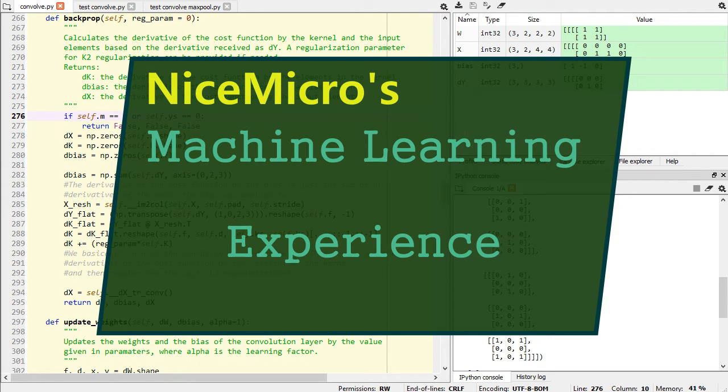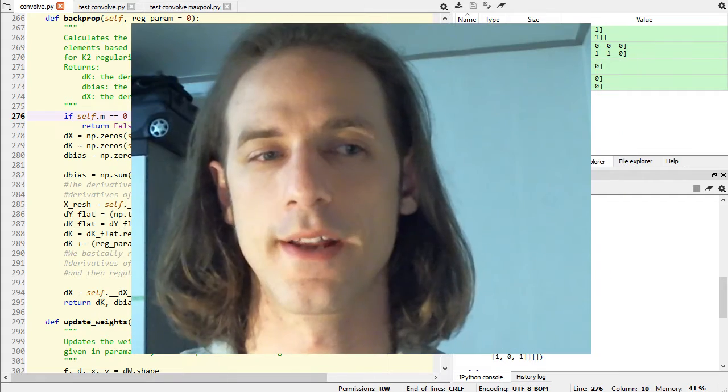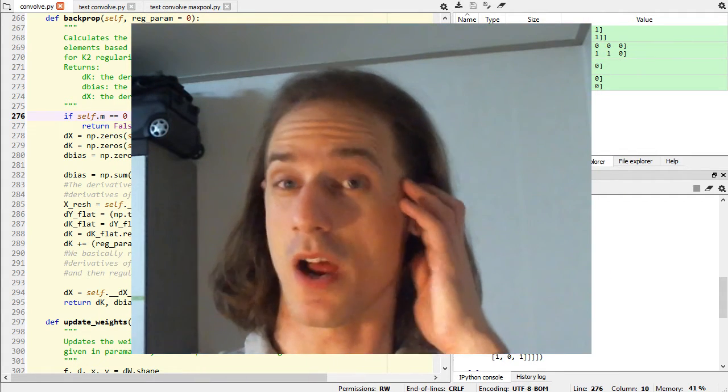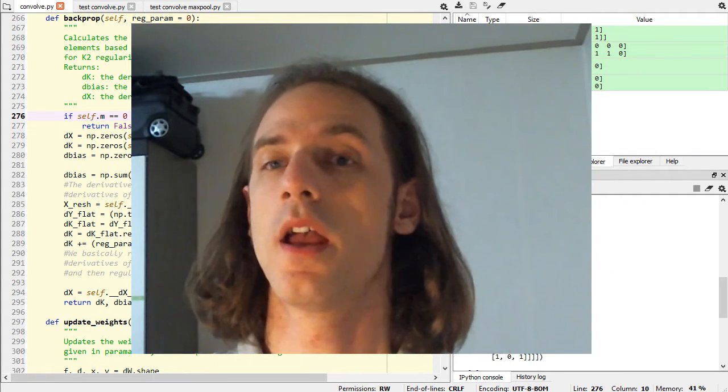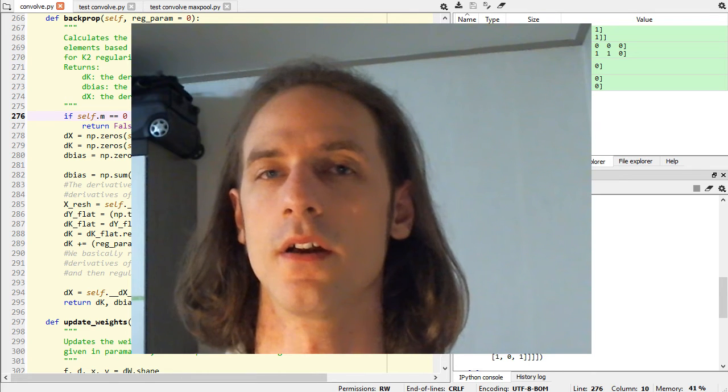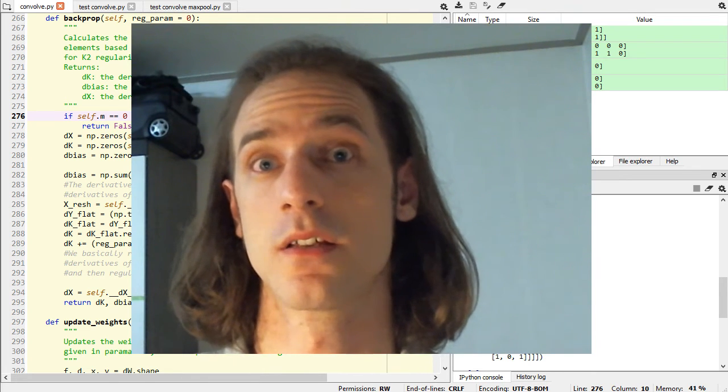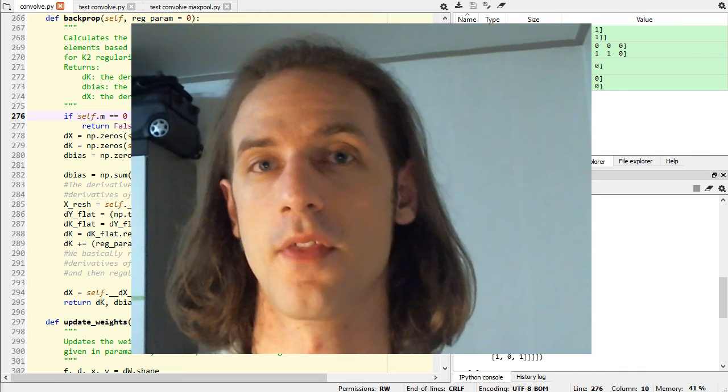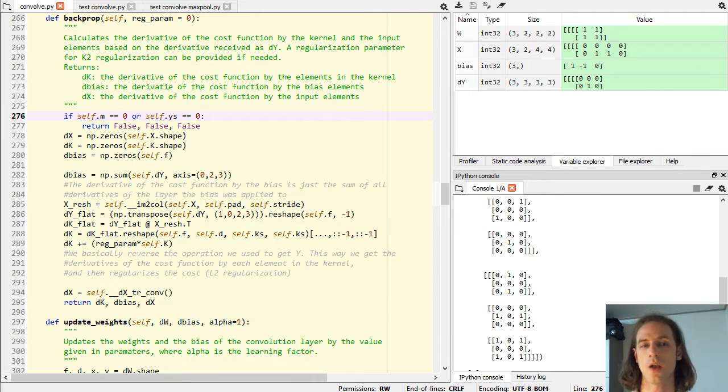So, very welcome back to my machine learning experience where I am trying to implement a convolution with padding and strides and also doing the backpropagation for that. So today I will describe to you my implementation of the backpropagation. You can see that the code itself for the backprop is not too long, but I have to explain what is going on here actually.